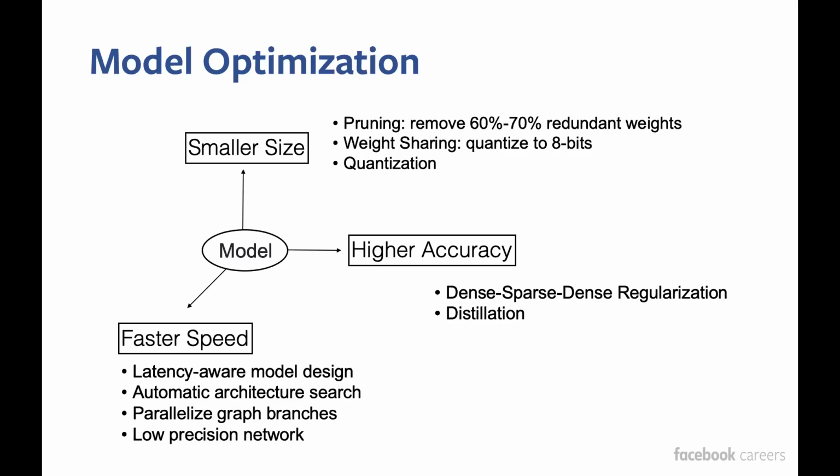And finally, for faster speed, we talked a little bit about latency-aware model design, which is adapting the model to target a device to improve speed. You can go to automatic architecture search to find more efficient models for different devices. You can also try, and the below two are things that we haven't talked about today, parallelizing the network, getting bigger networks to see if you can actually run things more in parallel to get faster speed.